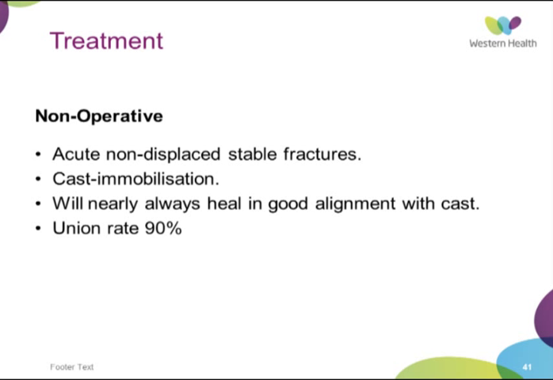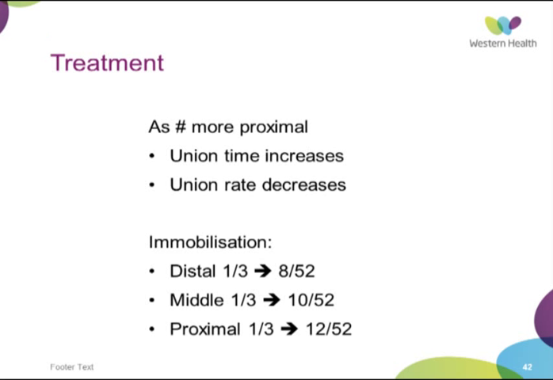Treatment of scaphoid fractures. There's always the non-operative approach and there's the operative approach. We'll start off with non-operative. Patients that have acute fractures that are non-displaced and stable can be treated non-operatively with cast immobilization. And most of the time they will heal with good alignment in the cast. The union rate is around 90%.